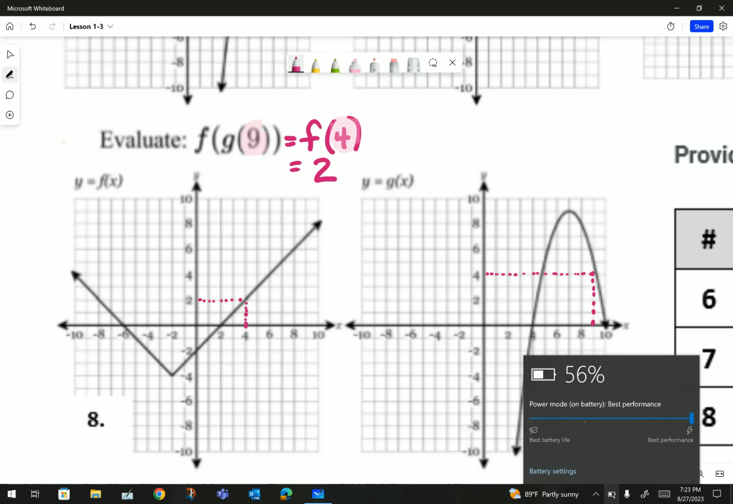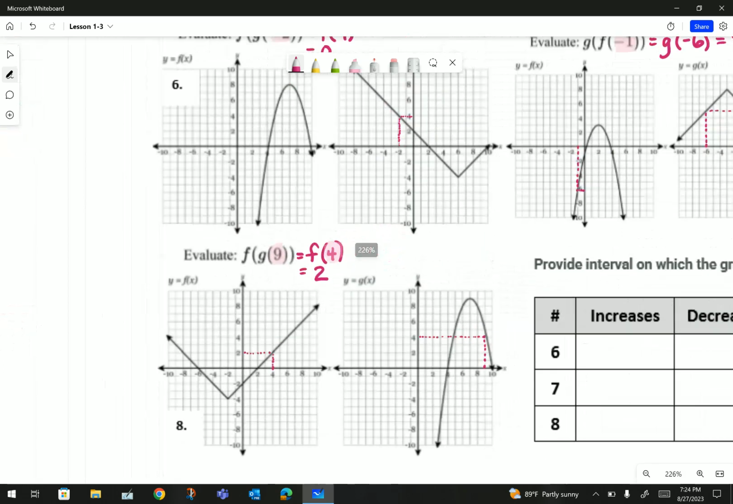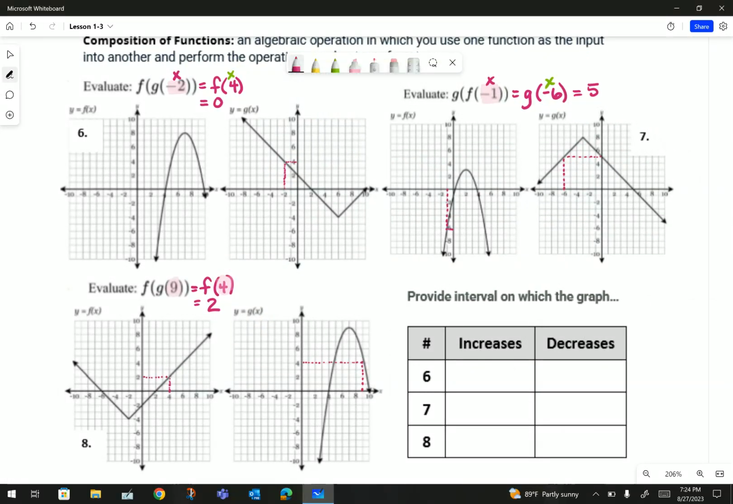Hopefully, this is making a lot of sense. Okay? Okay. Keep working at it. Let's finalize this lesson. Now, for the last bit, we are going to select 3 graphs to work these last 3 sections, okay?